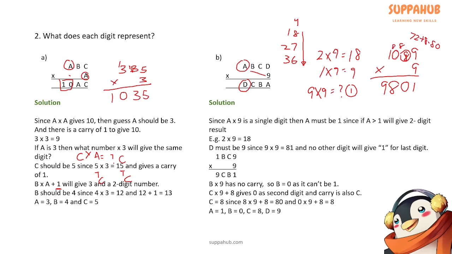So this is 0. 0 times 9 is 0, 0 plus 8 is 8. So this is the end result. The number that you want is 1089. Got it?